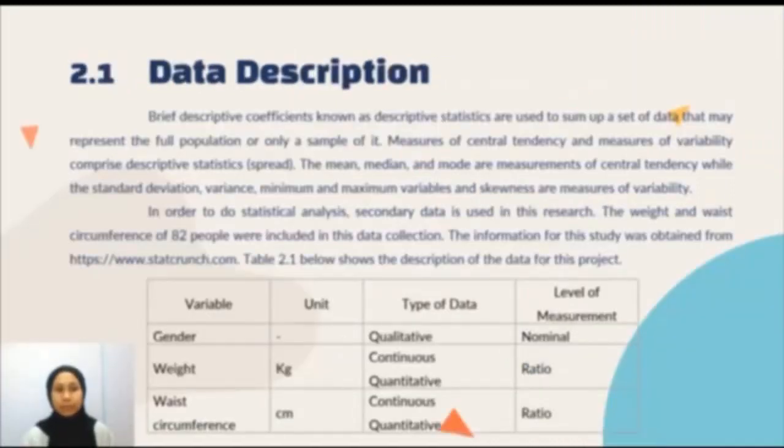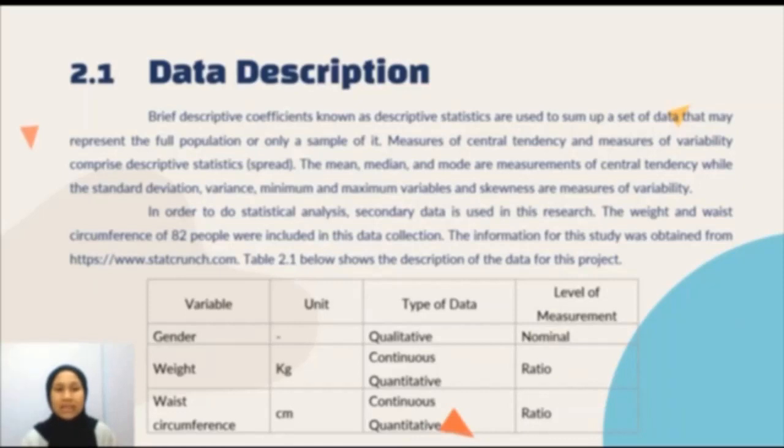Data description. Brief descriptive coefficients known as descriptive statistics are used to sum up a set of data that may represent the full population or only a sample of it. Measures of central tendency and measures of variability comprise descriptive statistics. The mean, median, and mode are measurements of central tendency, while the standard deviation, variance, minimum and maximum variables, and skewness are measures of variability.